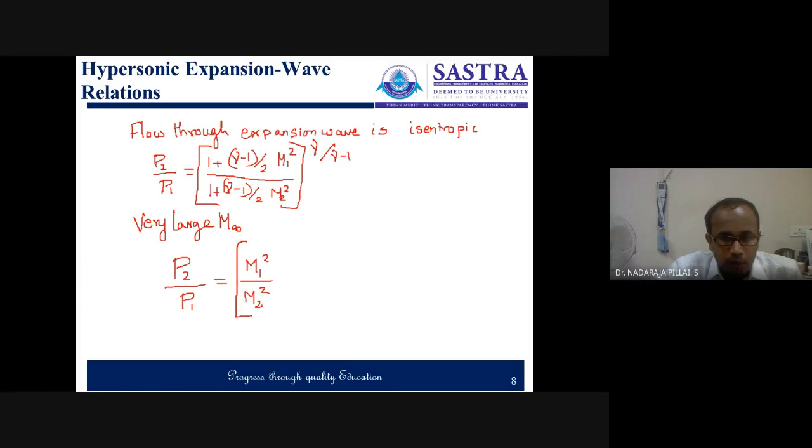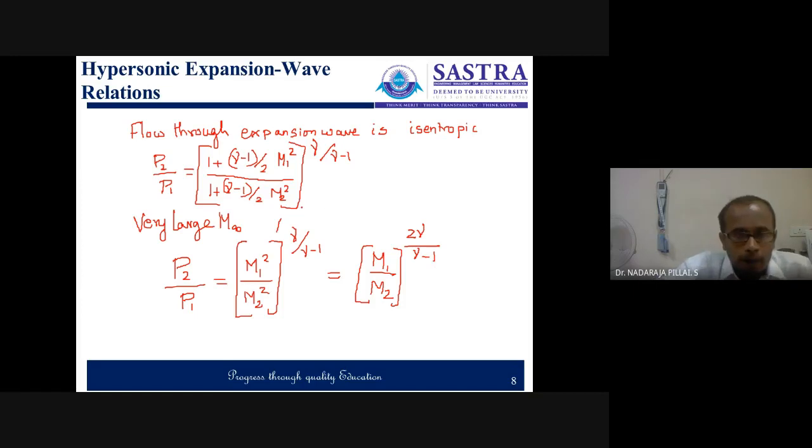M1 squared and M2 squared, and this becomes gamma by gamma minus 1. So we can further write M1 by M2, the whole power 2 gamma by gamma minus 1. Because we know that this one will be ignored because of the large Mach number, and then this gets cancelled, and this becomes this equation. Now, we studied something called M1 by M2 somewhere.